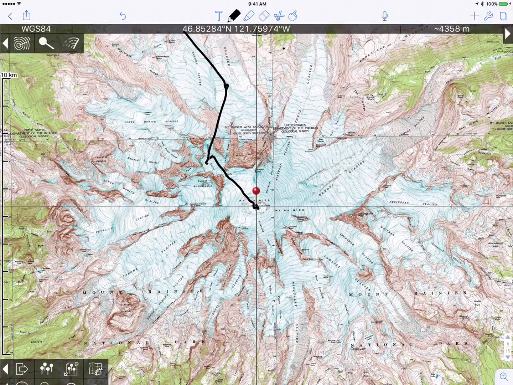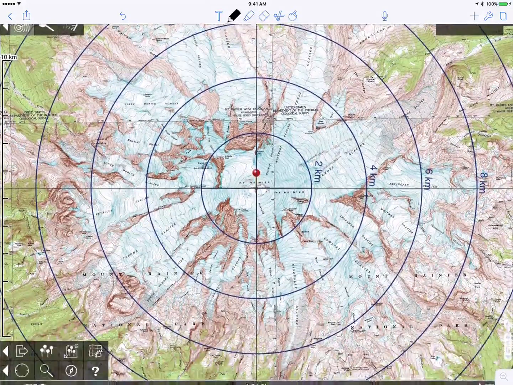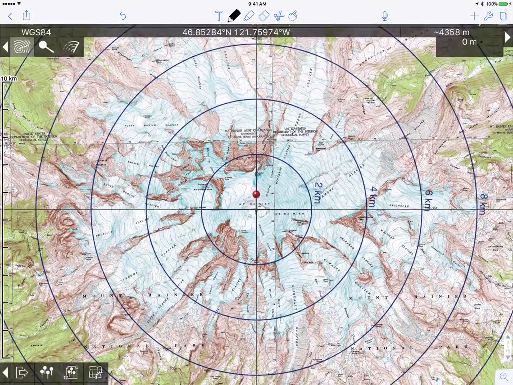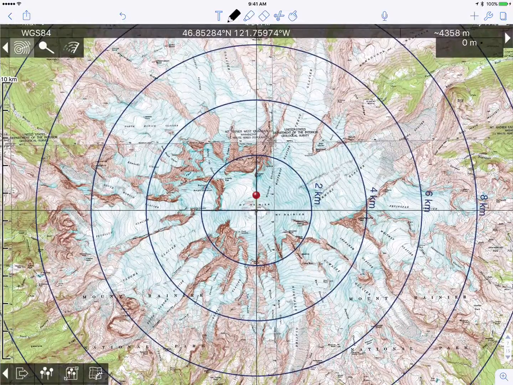So if we start at the top, we want to measure a distance, and the first thing we have is a tool, this tool up here, which allows us to measure distances from a point. So if I turn that tool on at the same plot, we now have this. So we have circumferences 2, 4, 6, 8 kilometers. And it also is telling me the position of the center, which is where the two crosshairs come together. And the elevation of that is at 4,358 meters. So that's my starting elevation, and I'll use that as I calculate an elevation change.